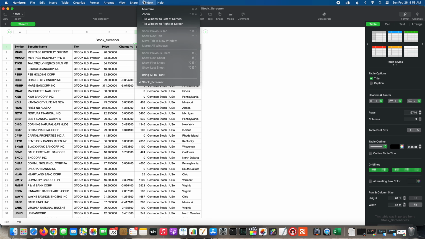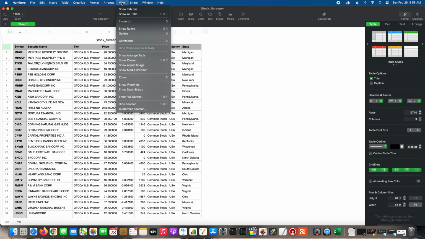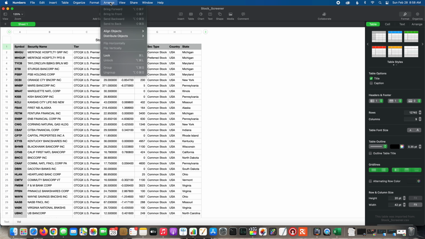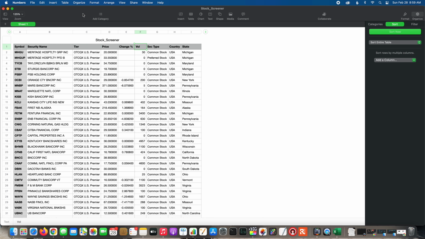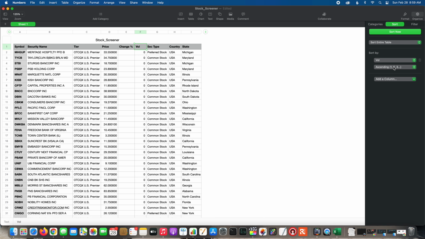So what I want to do for this particular screen is sort by volume here. Now I've got to find where my sort option is. I'm an Excel guy typically, but I don't have Excel installed on this computer. So let's see, it's in here. Show sort options. There we go. So we're going to do sort, and then I'm going to select the column, which is going to be volume, and I want to go descending.